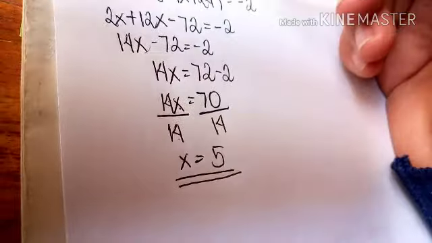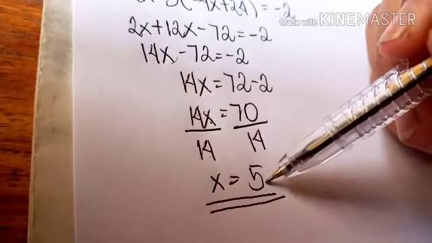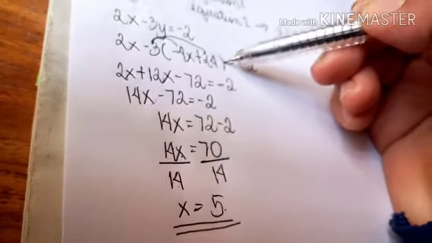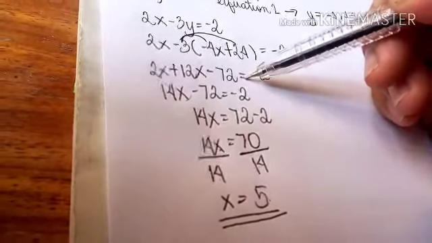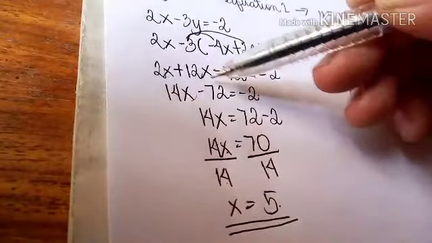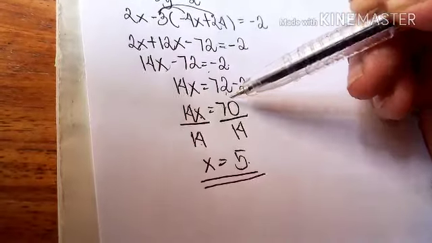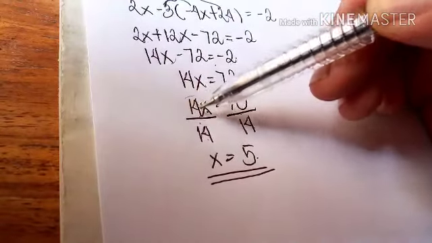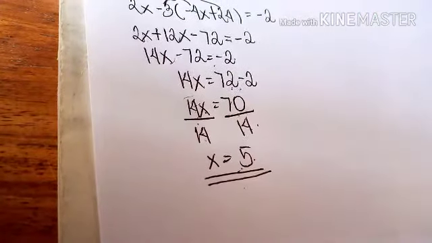Now the third step says that we solve for the variable, and that's what we did using the steps here: distributive property. Here we use simplifying by adding similar terms. Here we transpose negative 72, so it became 14x is equal to 72. And we divide both sides by 14, which is the number before x, or the constant of x, to find our answer, which is x is equal to 5.